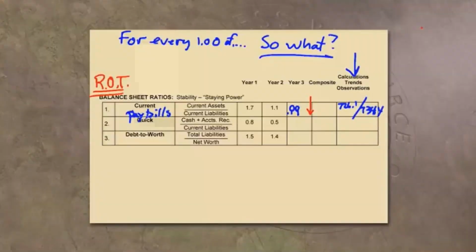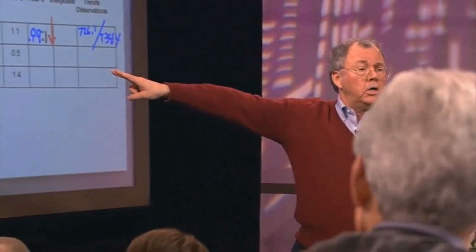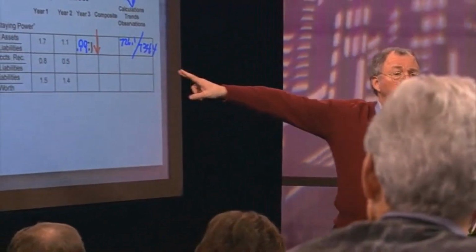What would a bank like to see? A current ratio of what? We'd like to see a current ratio of at least 2 to 1. Now what I'd like you to do, use my little explanation and explain 2 to 1 to your partner. Put it in words. You'll have to talk to do that.